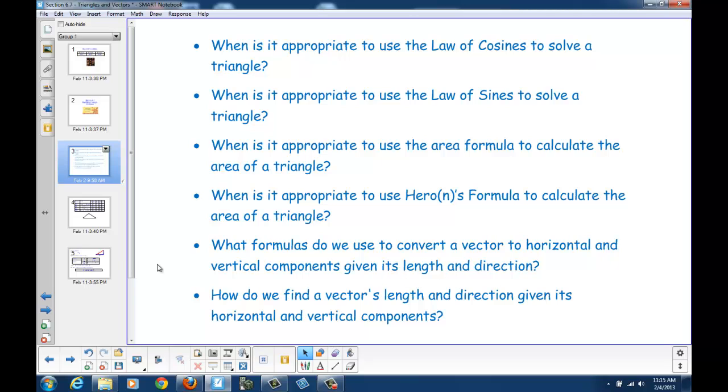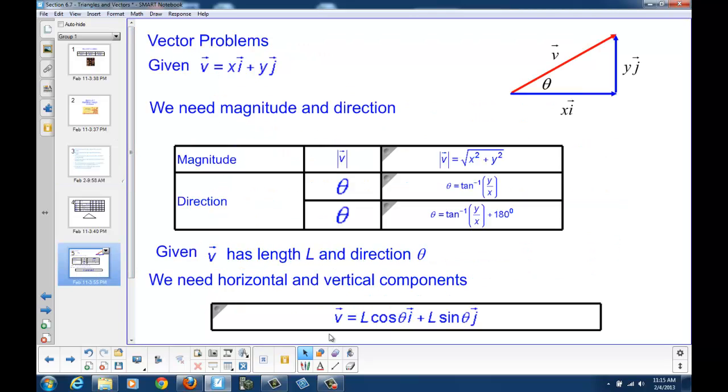Okay? To answer these questions of what formulas we use to convert a vector to horizontal and vertical components given its length and direction, well, we use these formulas down here. The vertical component would be L times the sine of theta, and the horizontal component would be L times the cosine of theta.